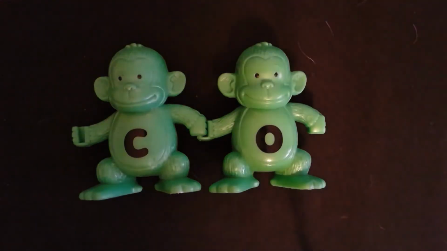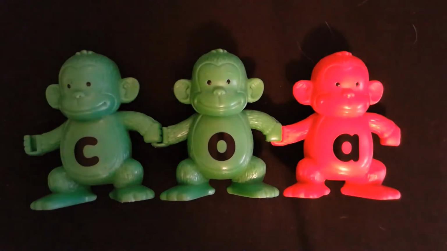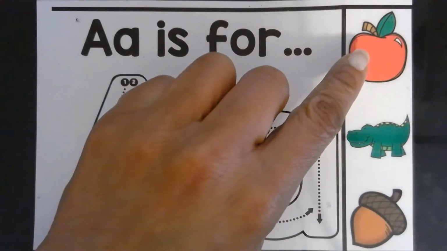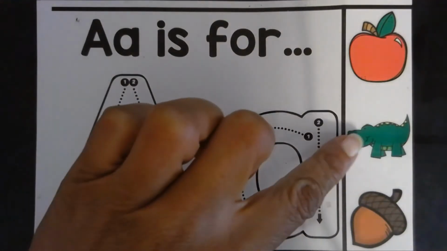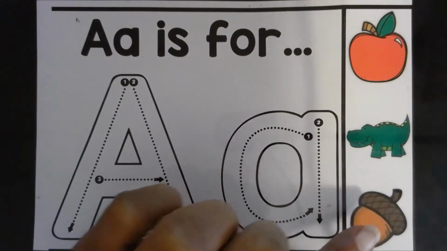Hello friends, today we're going to practice writing and finding the letter A. How do C and O make A? A is for apple, alligator, acorn.